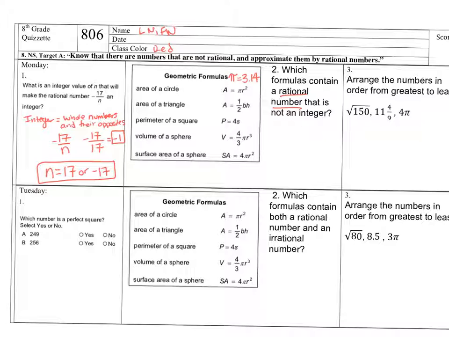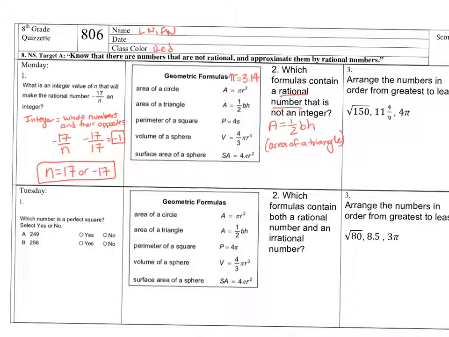If we look at the area of a circle, that does not include a rational number. It only includes an irrational number, which is pi. And then r squared, we don't know the value of r. If we look at the area of a triangle, that is a fraction, and that is a rational number. That is not an integer, because integers are whole numbers and their opposites. So the area of a triangle would apply to this, so you can put area of a triangle.